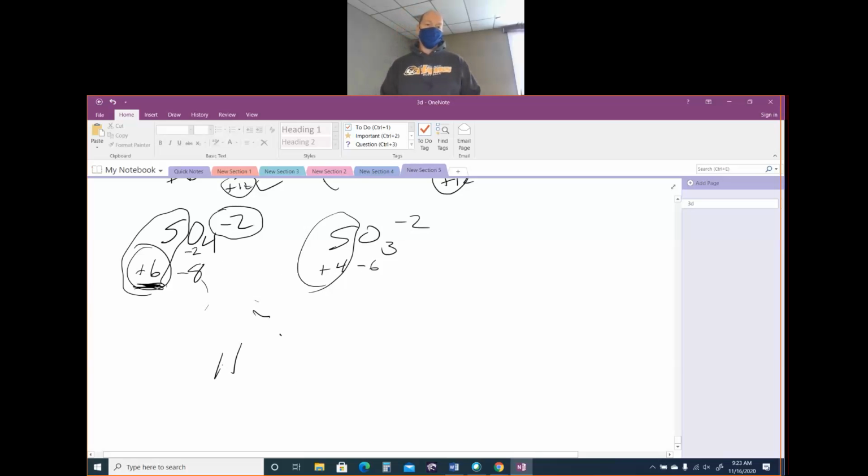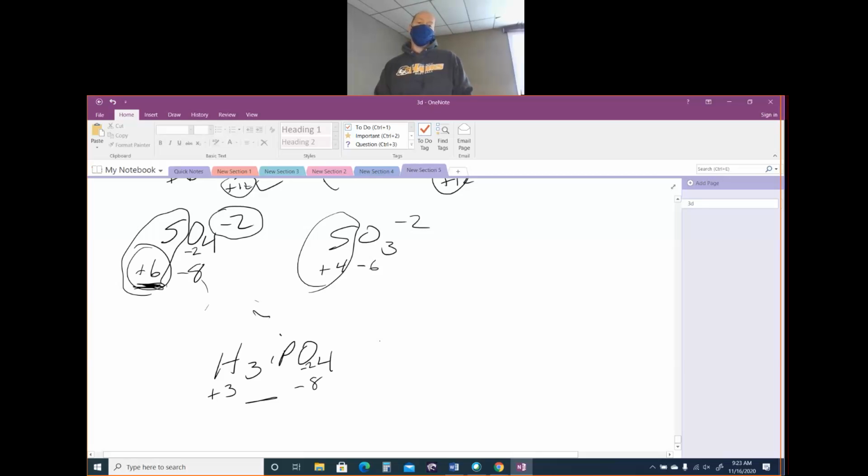Let's do H3PO4, phosphoric acid. Another thing: everything in the first column, if you're in the first column, is always plus 1 in compounds. Second column, always plus 2. Now you get to the transition elements, and you've got multiple oxidation numbers. So hydrogen's always plus 1, so that's plus 3. Oxygen's minus 2, so that's minus 8.